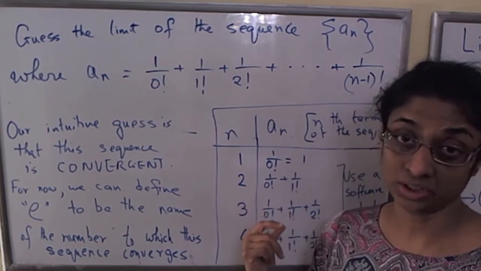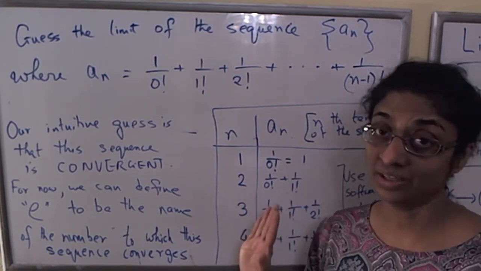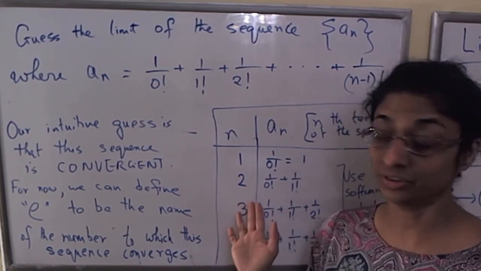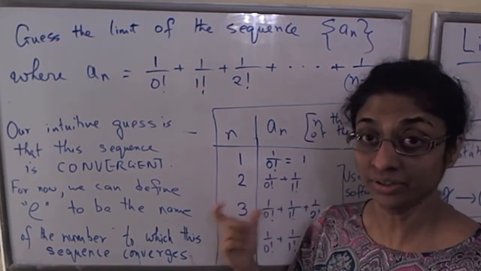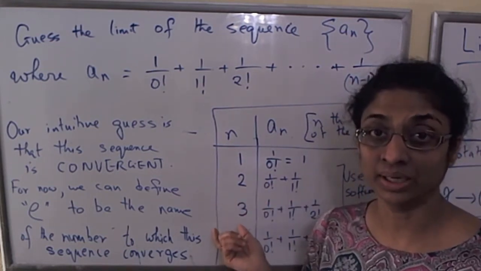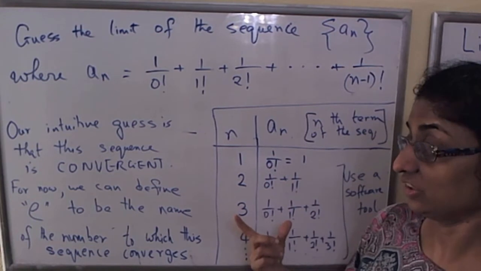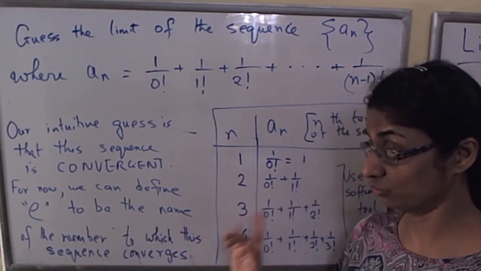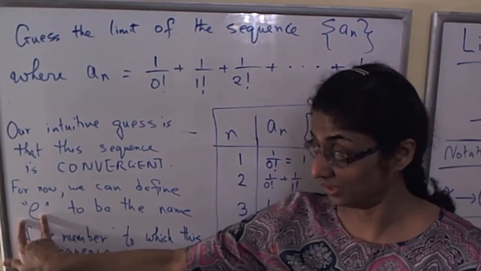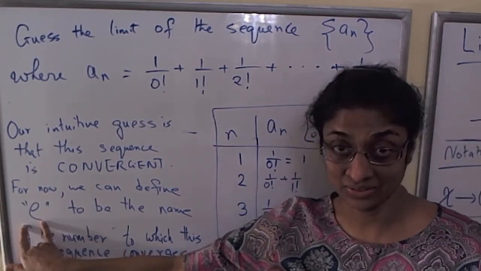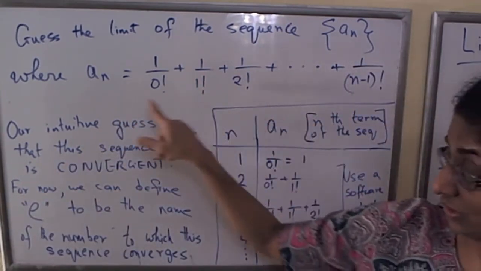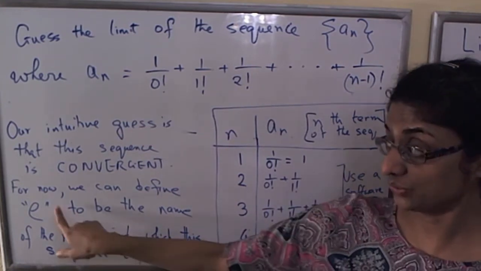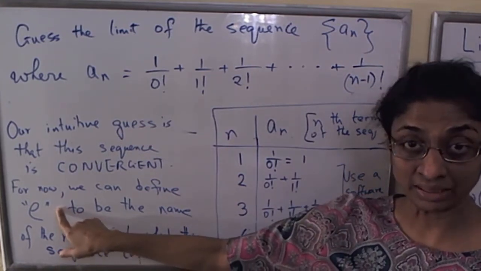That number that it converges to is in fact not a finite decimal, so it's not a rational number, but it is a number, meaning it's a point on the number line. And what I'm saying today is, for now, let us say that the number that the sequence converges to, we're going to give that number the name e. e is the limit of the sequence. That is our definition.